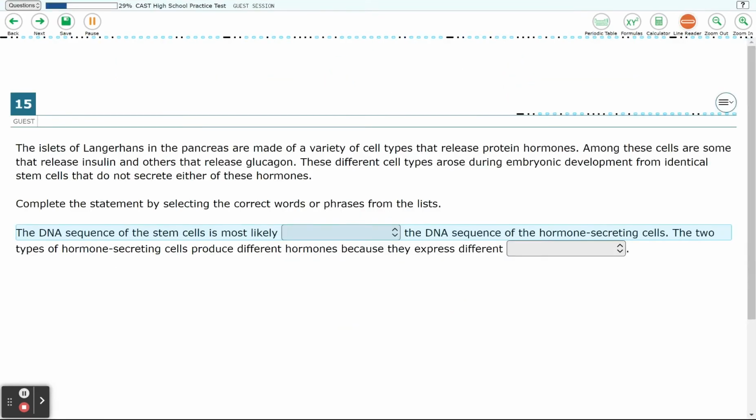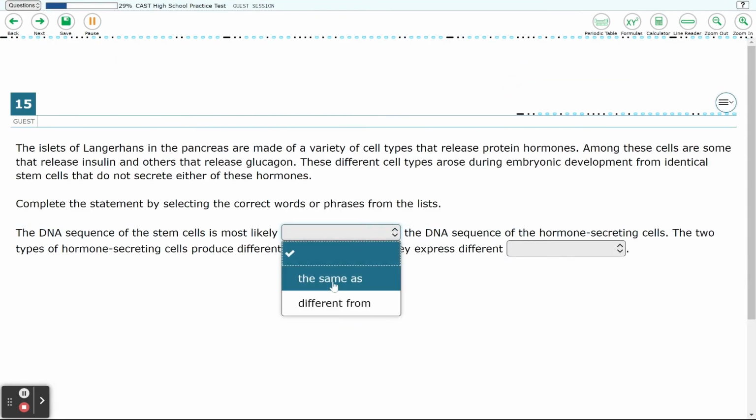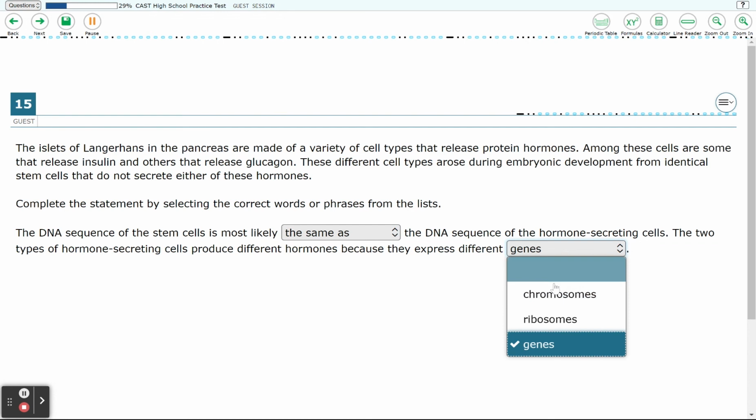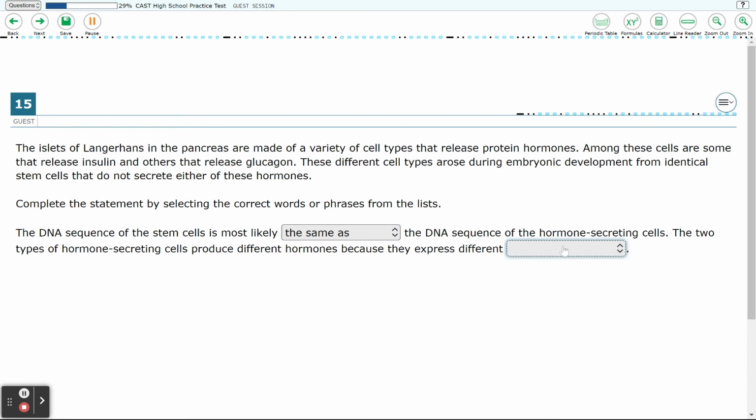So the DNA sequence of the stem cells is most likely the same as the DNA sequence of the hormone-secreting cells because they're coming from the same stem cells, and so the DNA wouldn't change. The two types of hormone-secreting cells produce different hormones because they express different genes. Genes are part of a chromosome, so it's not the whole chromosome, it's just different genes within that.